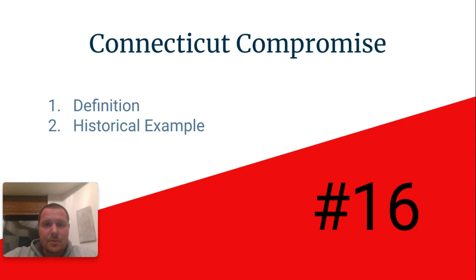So quick review. The Connecticut Compromise created a bicameral legislature with the House of Representatives and the Senate. The House of Representatives is selected based on a state's population. So the more people a state has, the more members in the House of Representatives that state has. And then the Senate is based on an equal number per state. There are two senators per state.